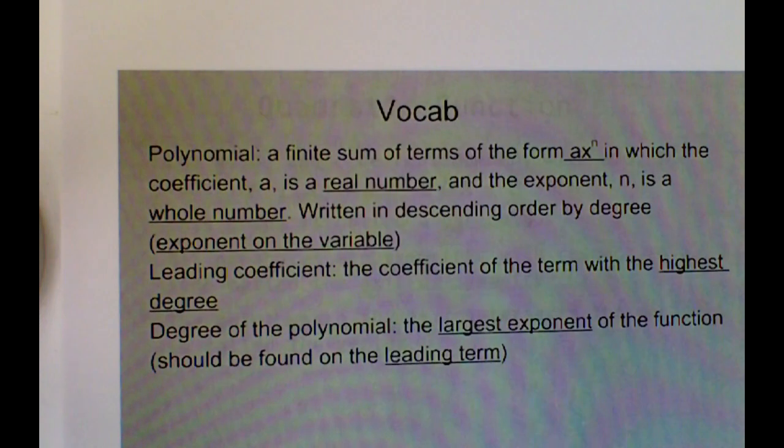A polynomial is a finite sum of terms in the form a times x to the n power, in which the coefficient a is a real number and the exponent n is a whole number. We usually write them in descending order by degree, which is the exponent on the variable. We really care about the leading coefficient, that is the coefficient of the term with the highest degree, and the degree of the polynomial, which is the largest exponent of the function, which should be found on that leading term.